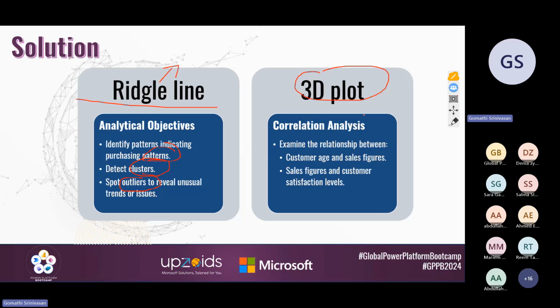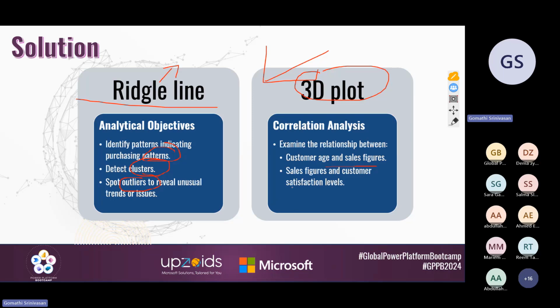And I have another solution for a second case: the 3D plot. This plot will allow us to examine the relationship between customer age, sales figures, and customer satisfaction. It is a three-dimensional plot where I can use these three attributes. A 3D plot is exceptionally suited for correlation analysis, particularly when exploring complex relationships involving multiple variables. If you want to show the multi-dimensional relationship between customer age, sales figure, and customer satisfaction level, you can use this 3D plot.